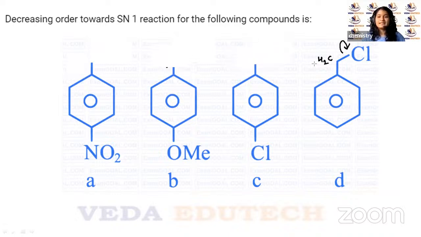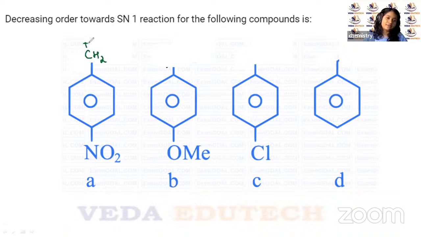So we are removing the Cl, children. We're removing the Cl from all of these. And after this, what are we left with in all these cases? Do we have CH2 plus here? We have CH2 plus in all these, right?